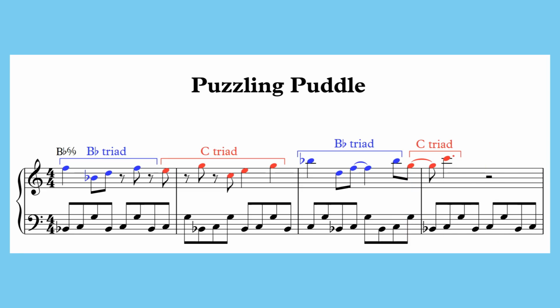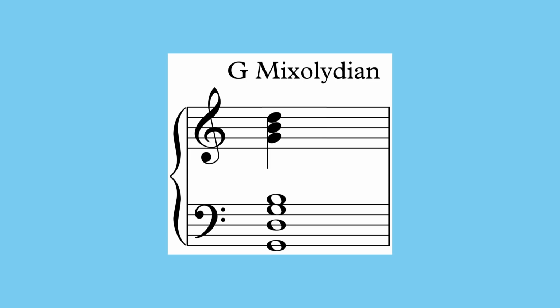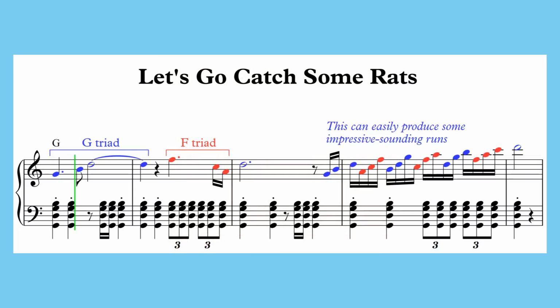Or maybe we want to mix a Lydian sound over a G chord. We could take the G major triad and alternate it with, say, an F major triad to create this effect. This technique is used extensively in improvisation as well, so fool around with it and see what you can come up with.